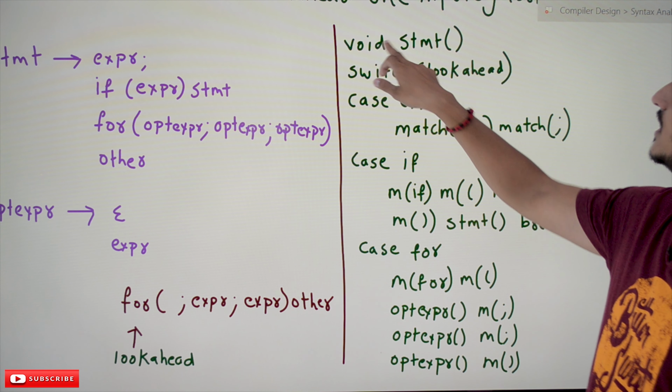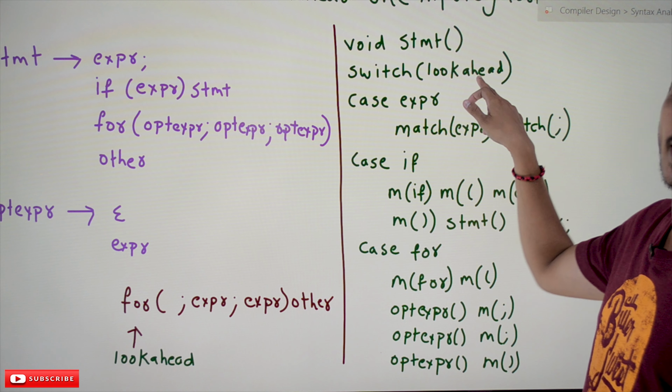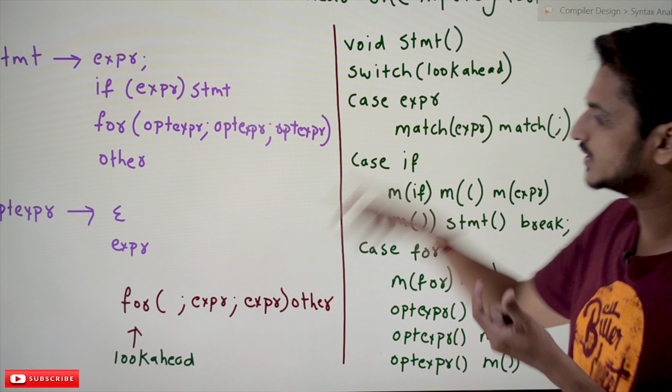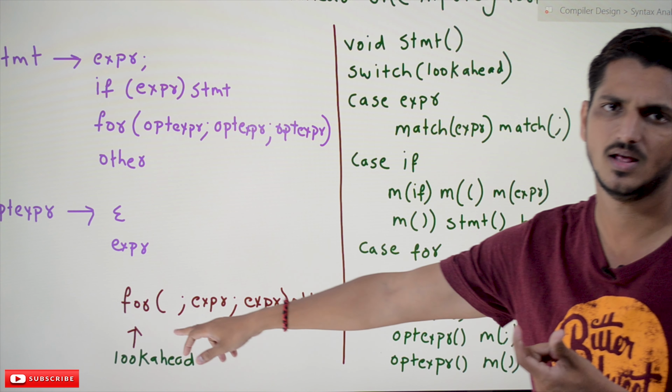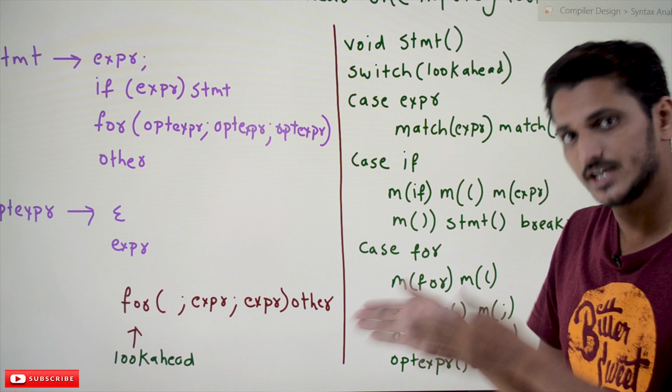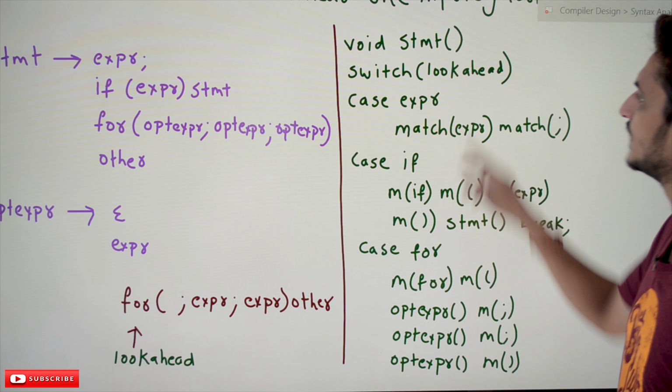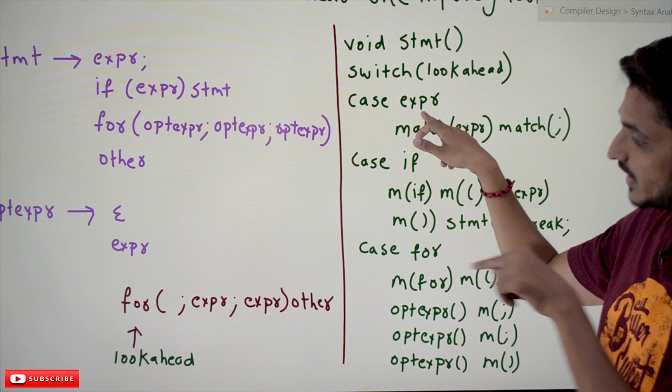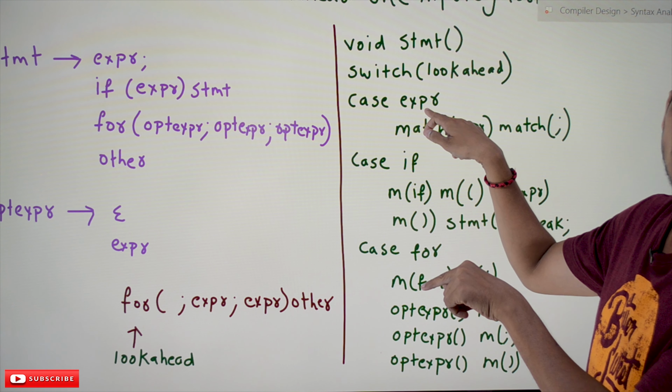So see here, statement switch lookahead. Lookahead is a variable. It is going to hold the first token in our input symbol. Not only the first; in the beginning it is going to take the first input symbol. Case: if the lookahead is saying that it's an expression.